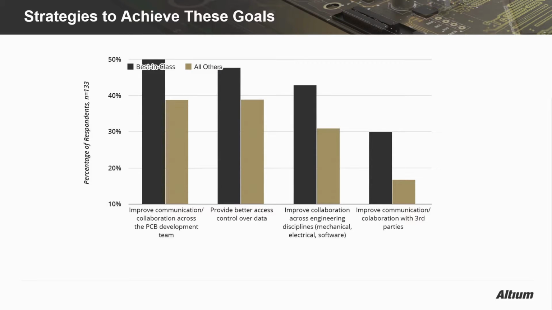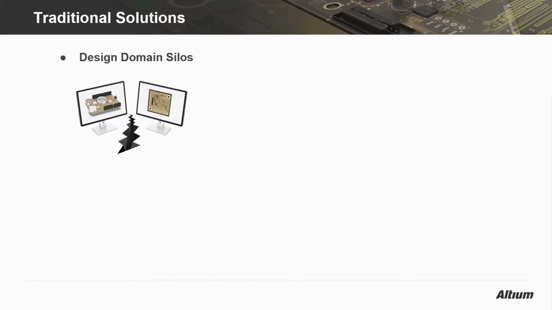Best-in-class organizations are 35% more likely to focus on multiple engineering design domains. The fact is, collaboration is key to time-to-market success. But how do we solve these issues today? We have very different design domains with unique design flows, practices, and data sets.